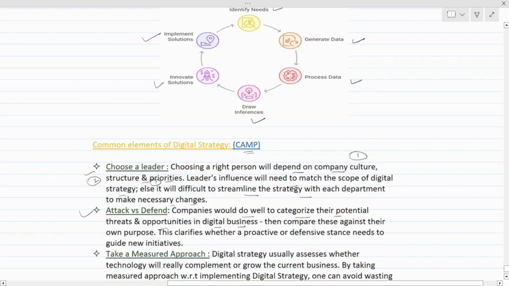So digital strategy basically helps you categorize potential threats and opportunities as far as digital business is concerned, then compare these against their own purpose. This clarifies whether a proactive or a defensive stance needs to be taken to guide new initiatives, right? So basically you have to define how well digital strategy is categorizing the potential threats and opportunities. You then have to compare this against their own purpose, and this will help you realize whether you have to take a proactive or a defensive stance for guiding new initiatives, right?